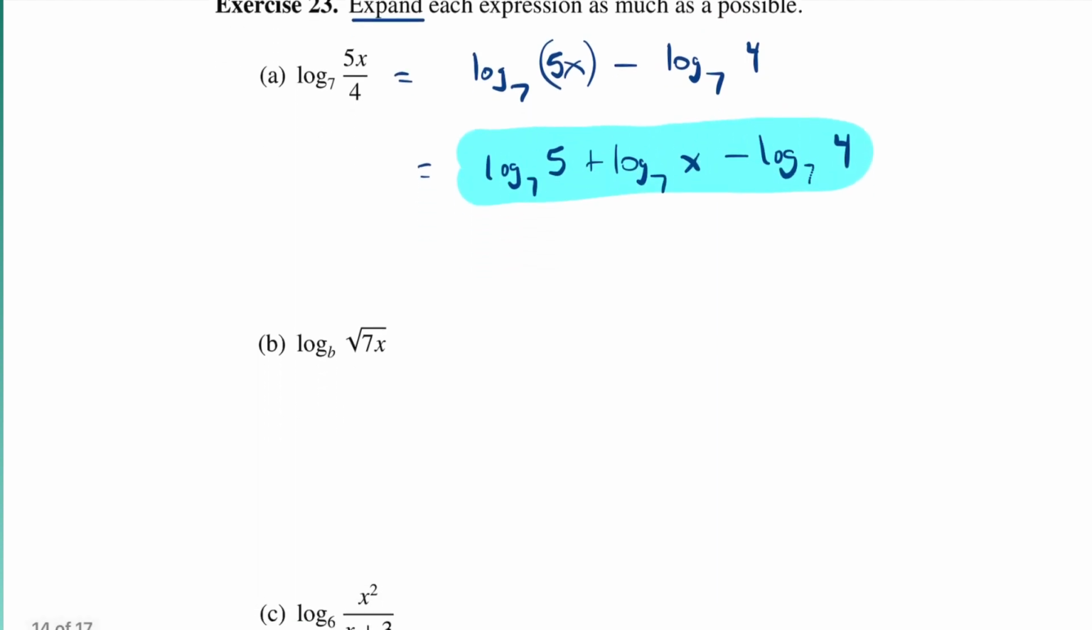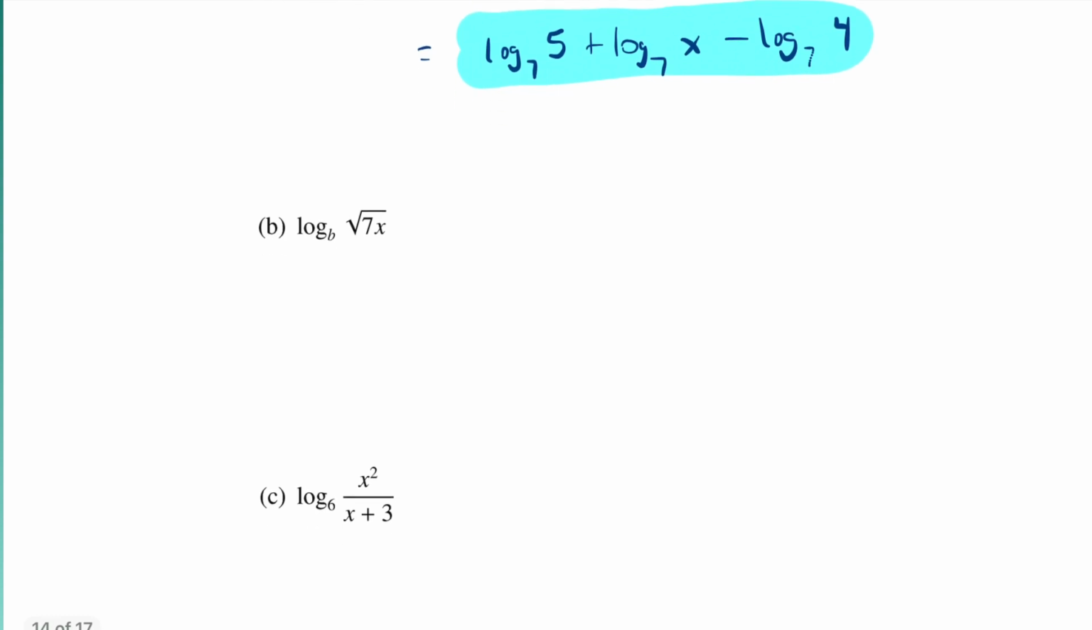All right, the next example, we're going to do something similar, but first we got to change the square root to be a rational exponent. Rational exponent is 1/2. The way you convert a radical to a rational exponent is you look at the index. The index is 2. That's your denominator. So now we can move the 1/2 to the front using log 3.